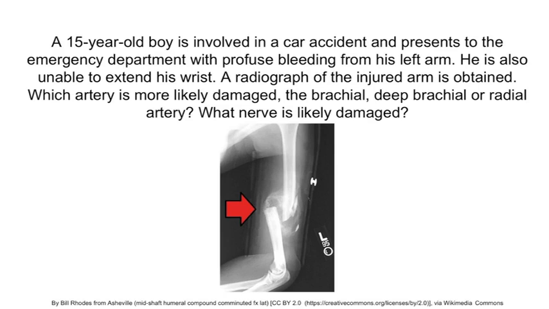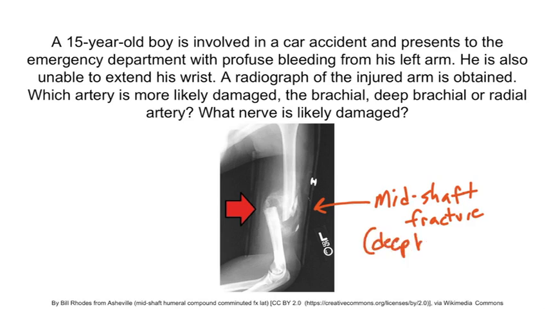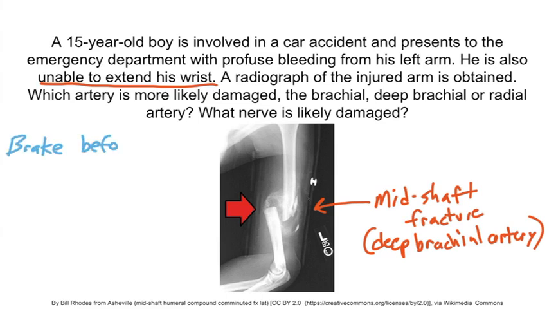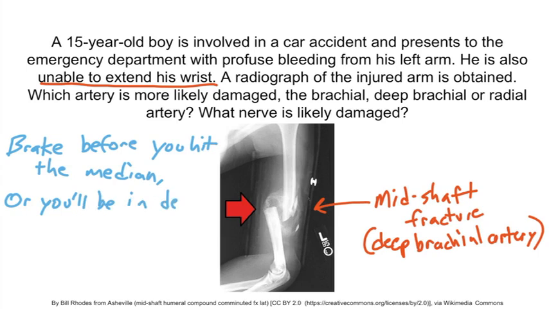Hopefully you recognize that this image is showing a humerus with a fracture at the midshaft. Now, which artery is likely damaged by a midshaft humeral fracture? It would be the deep brachial artery. And what nerve is likely damaged? Well, from the physical exam, we are told that he cannot extend his wrist. So you may have determined that it is radial nerve damage. You may have also remembered the trick we gave you: break before you hit the median, or you will be in deep red blood. And you would simply say, well, he damaged the deep brachial artery, so he must have damaged the radial nerve. And that concludes this section.